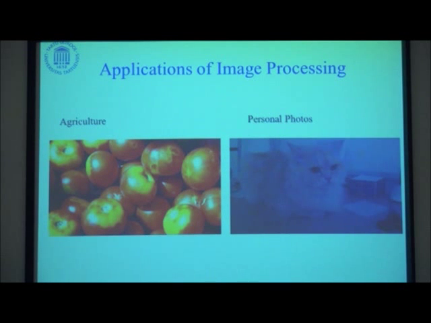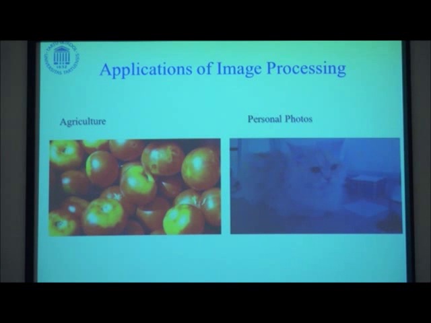In agriculture, we can also use it. We can check by using the cameras and image processing tools whether a fruit is ripe or not, or whether we have any problem with the fruit. We can categorize them based on the color. And also personal photo usage.